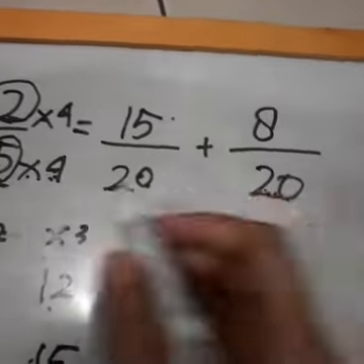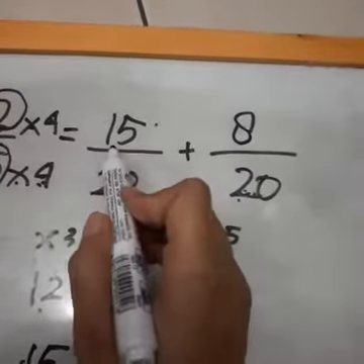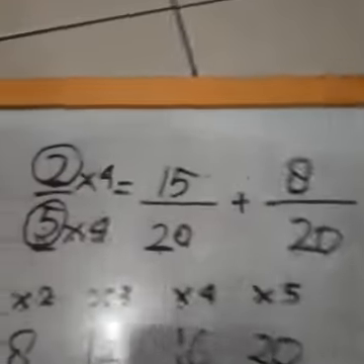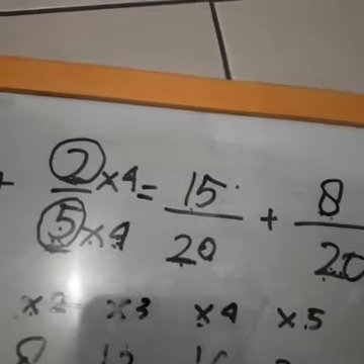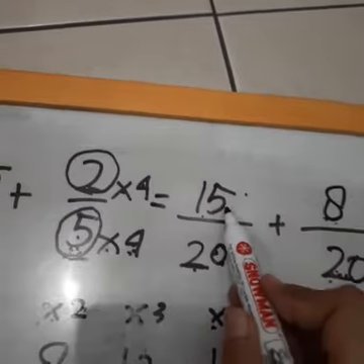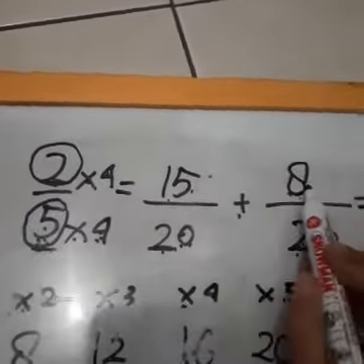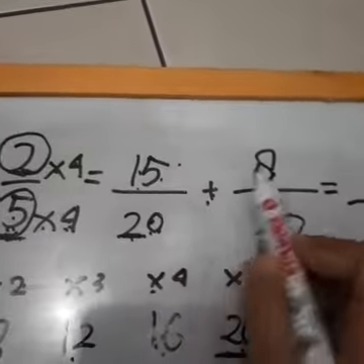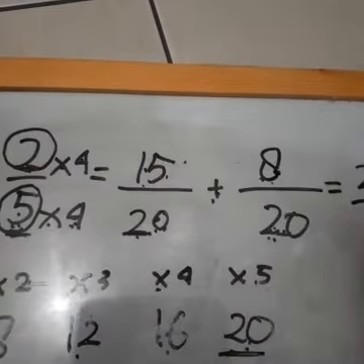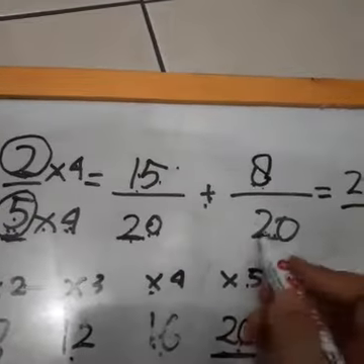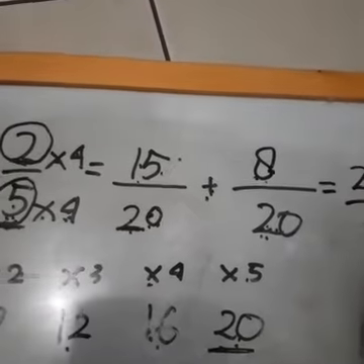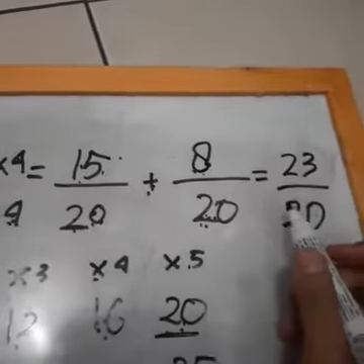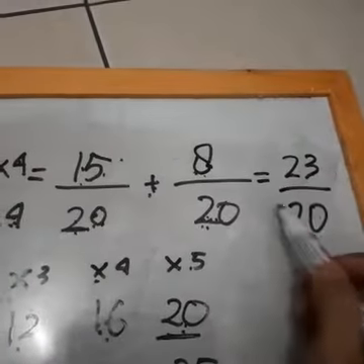So we have common denominators, and we also have the numerators, and we can add. 15/20 plus 8/20: 15 plus 8 is 23, and the denominator we keep the same, 20. The final answer is 23/20.